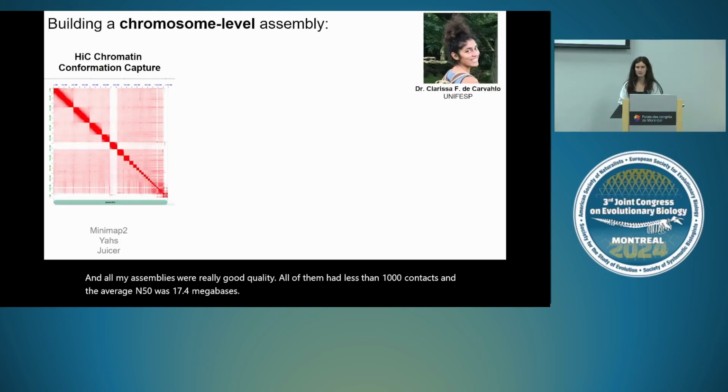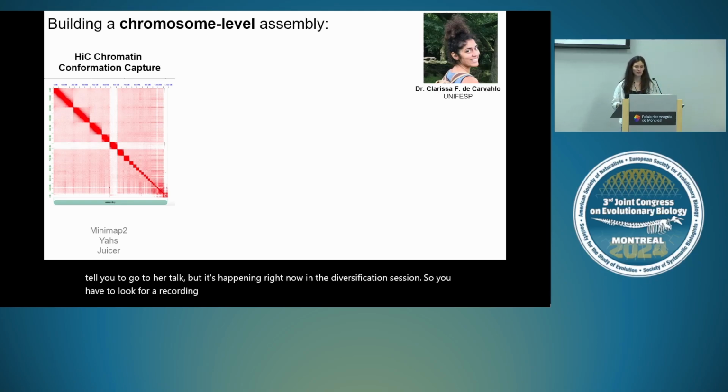So we first generated a chromosome-level reference assembly to aid in the pangenome analysis. And I've been working on this with Dr. Clarissa Ferreira de Carvalho, and I would tell you to go to her talk, but it's happening right now in the diversification session, so you have to look for a recording.